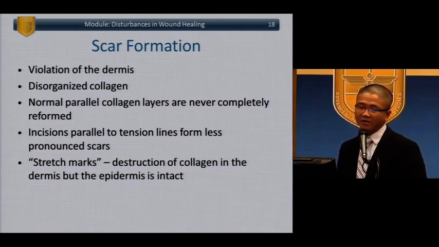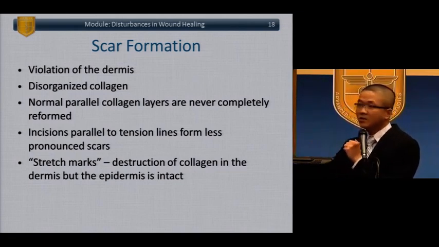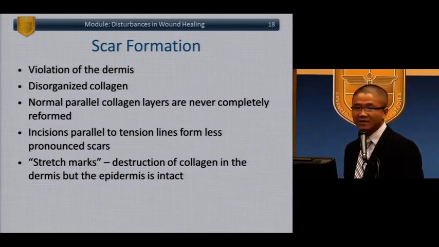That's why incisions parallel to tension lines form less pronounced scars. There's the basis for that, okay? Because if you're pulling against tension, those collagen fibers have absolutely no motivation to stay in line with the skin line, the incision.